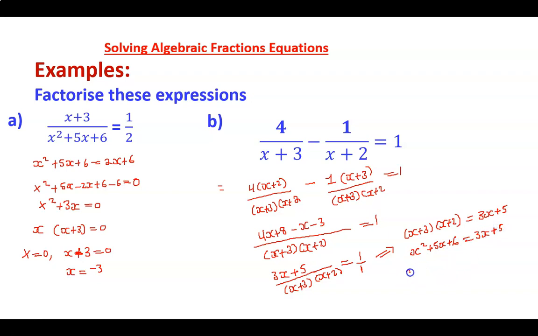Now you need to collect like terms. x squared plus 5x minus 3x plus 6 minus 5 equals 0. Keep the x squared. What's 5x take away 3x? That's 2x. And 6 take away 5, that's 1. And all of this must be equal to 0. I got a quadratic equation. Two numbers, when I times them, gives me 1, and when I add them, gives me 2. That's 1 and 1. 1 times 1 is 1, and 1 add 1 is 2.